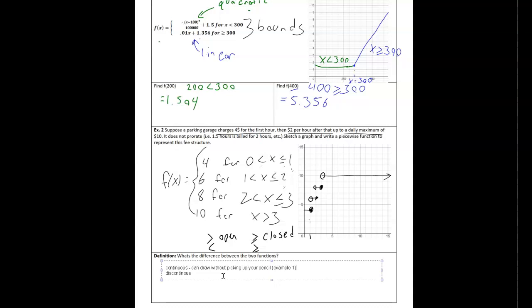And that was, of course, example 1 was continuous. Discontinuous means, well, you can't do that. And that's example 2. So that's one of the reasons why these things are useful to us, is they allow us to model things like our parking garage. A lot of things we run into in real life are not continuous.